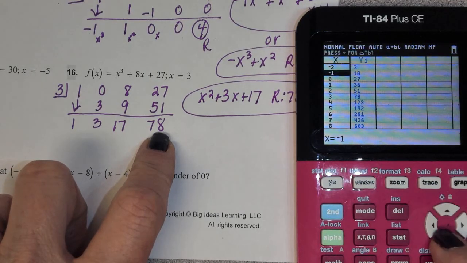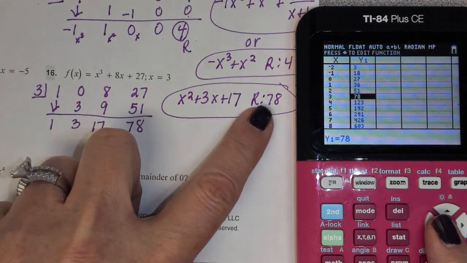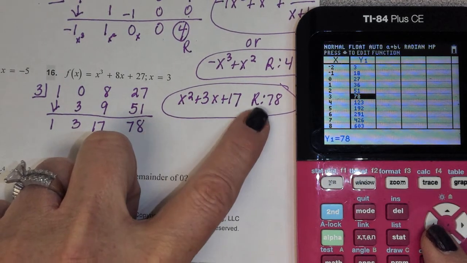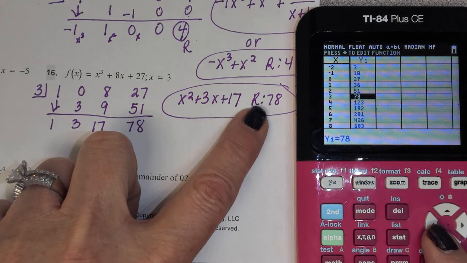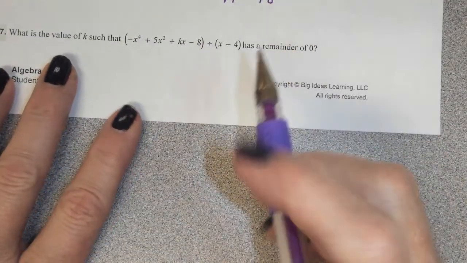So when I go to my table, I'm looking when x is 3, what is my y value? So I know my remainder's right, so most likely the rest of this is right. If my remainder was not right, I might want to go back and check this out and see what I did wrong. Okay? All right, last one, guys.